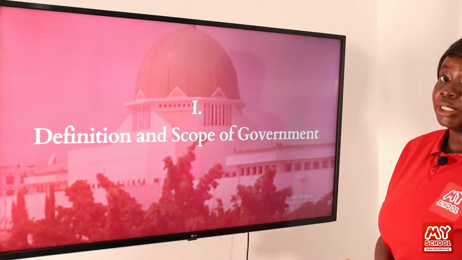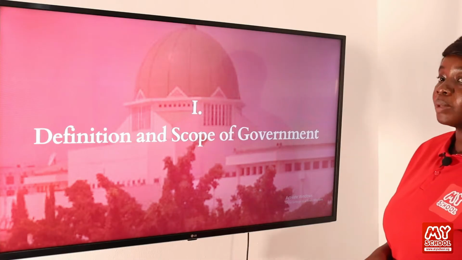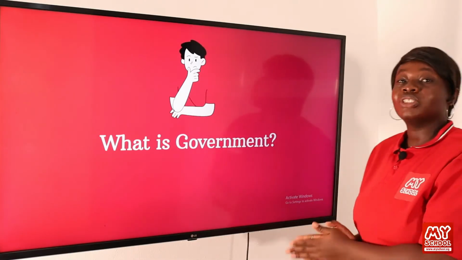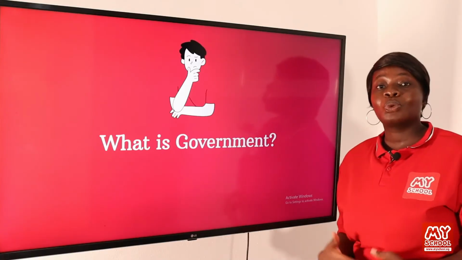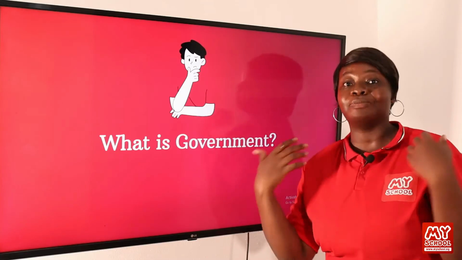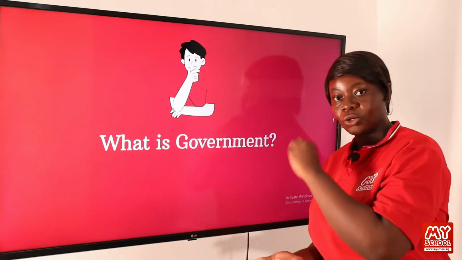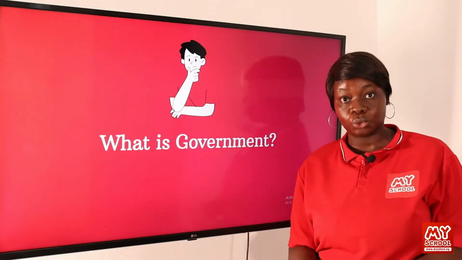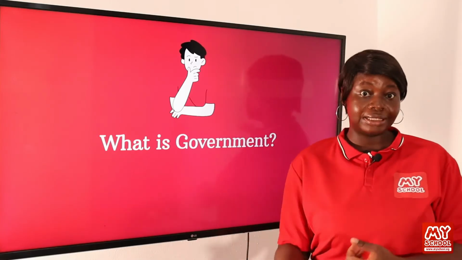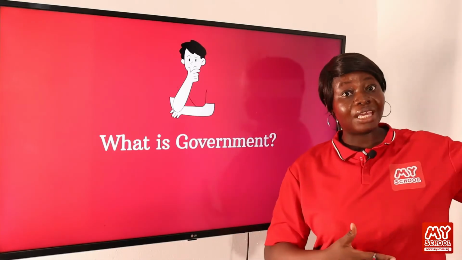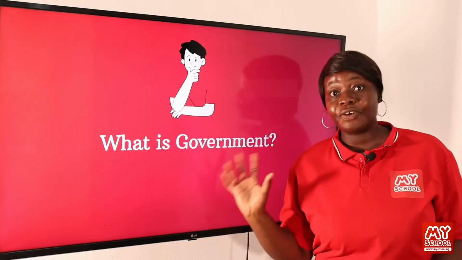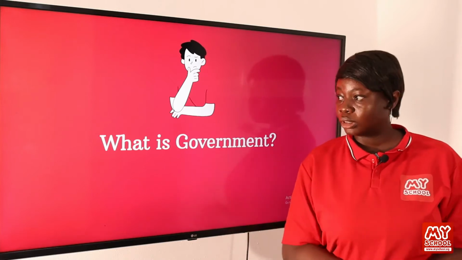Alright, so we're going to begin with the definition and scope of government. The first question is, what is government? Sometimes when we talk about government, we usually use it when we talk about how the government is bad. But what exactly is this concept government? What is it referring to? Is it the president? Is it the various governors in our various states? Is it the lawmakers in the National Assembly? What exactly is government? That is a very important question that we're going to discuss in the following slide.